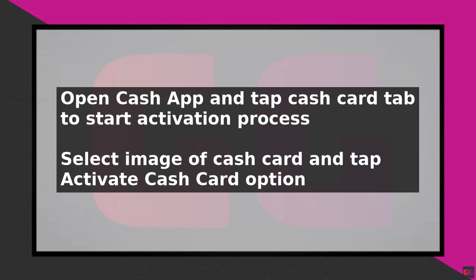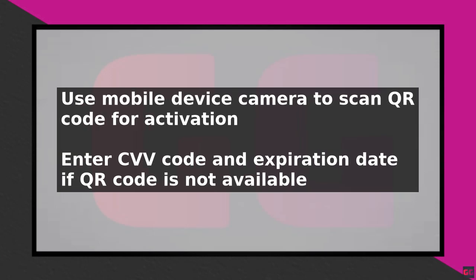Hold your device over the QR code until it is recognized, and your card will be activated. If you do not have the QR code, you can still activate your card. To do this, open the Cash App and tap the Cash Card tab. Select the image of your Cash Card. Then tap Activate Cash Card. You will be prompted to enter the CVV code and expiration date of your card, which can be found on the card itself. Enter this information, and your card will be activated.